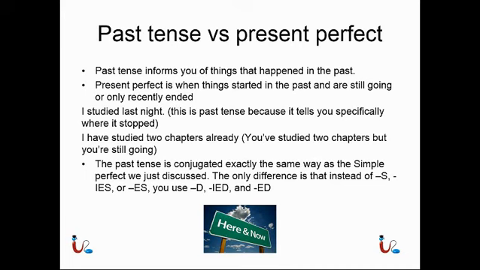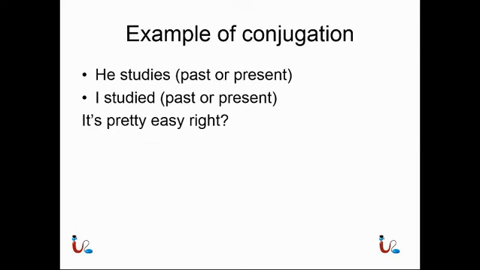You would use married to tell you about somebody that got married in the past. Okay? So, played, said, things like that. You use D instead of S. Examples of conjugations. He studies, past or present. I studied, past or present. He studies is present. He is currently studying. I studied is past. I studied at a time that is not now. It's pretty easy once you get used to it.